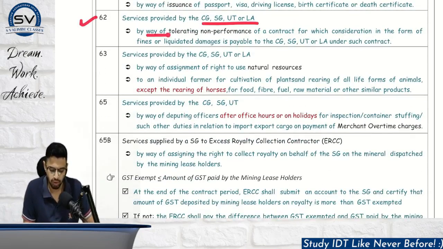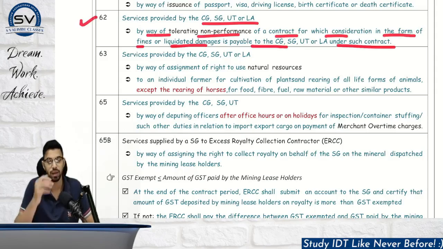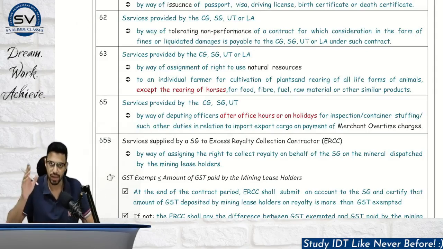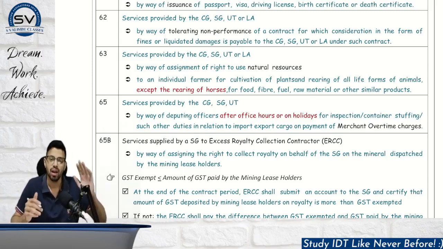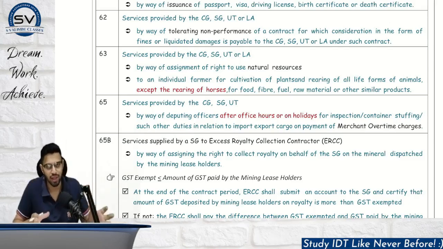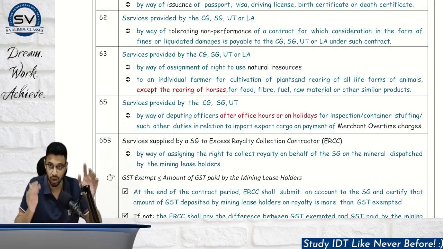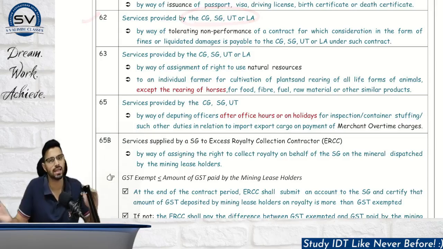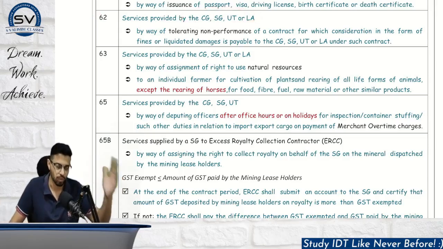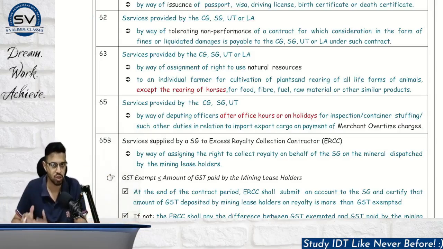Services provided by the government by way of tolerating non-performance of a contract for which consideration in the form of fines or liquidated damages is payable. This we studied in chapter number 1 also. In supply, in the clarifications, we concluded that this is not a supply. What was the golden line that we learned? That this is not for tolerating, rather this is for not tolerating the breaking of the contract. But still, for clarity of doubt, for clarification and to ensure that there is no taxability whatsoever, government played smart and provided that particular service under exemptions also. So if someone reaches a conclusion normally that it is a supply, but still now it will be covered under exemption. So basically government is ensuring that there is no GST whatsoever.